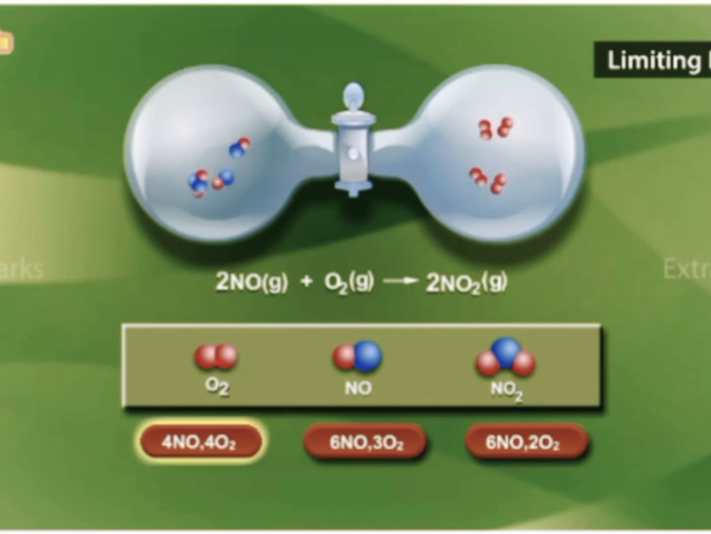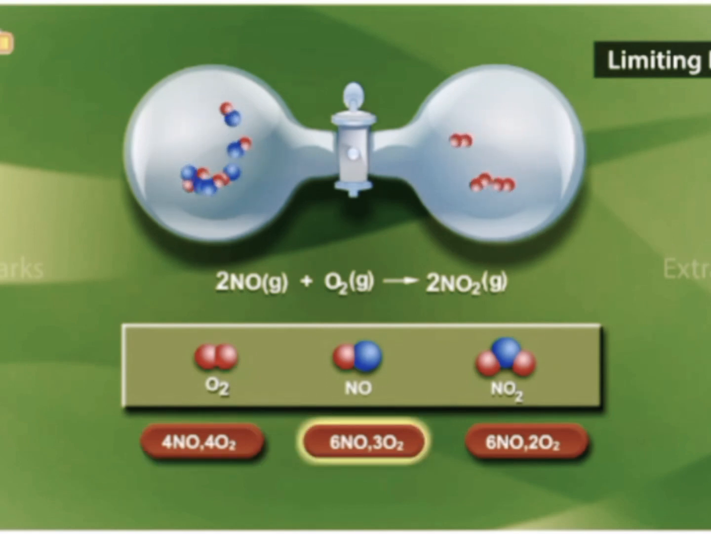In first case, 4 molecules each of nitric oxide and oxygen are present separately in 2 bulbs. When these are allowed to react, 4 molecules of nitric oxide react with only 2 molecules of oxygen and 2 oxygen molecules remain unreacted. The reaction stops when nitric oxide gets consumed, that is, nitric oxide limits the reaction and therefore it is the limiting reagent while oxygen in this reaction is in excess.